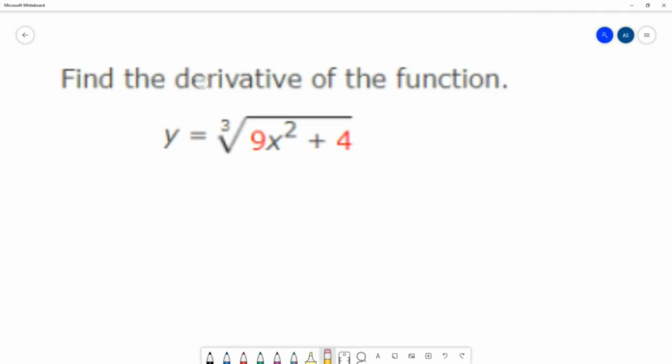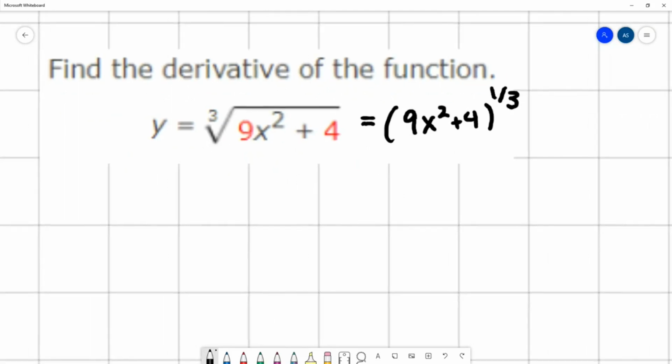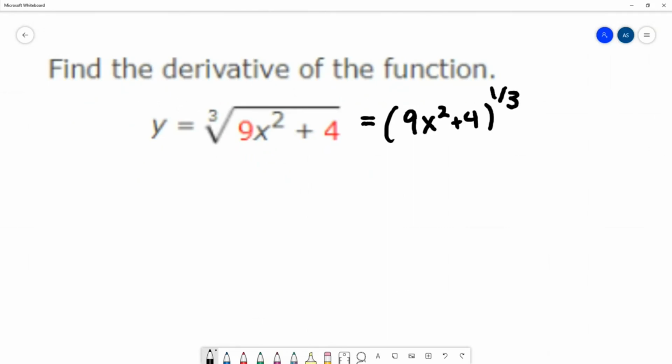For this question, we want to find the derivative of the function y equals cube root of 9x squared plus 4. But before I calculate the derivative, I want to rewrite this radical as an exponent, as a power. We'll write this as 9x squared plus 4 to the 1/3 power. I want to write it as a power so I can use the power rule when calculating the derivative.